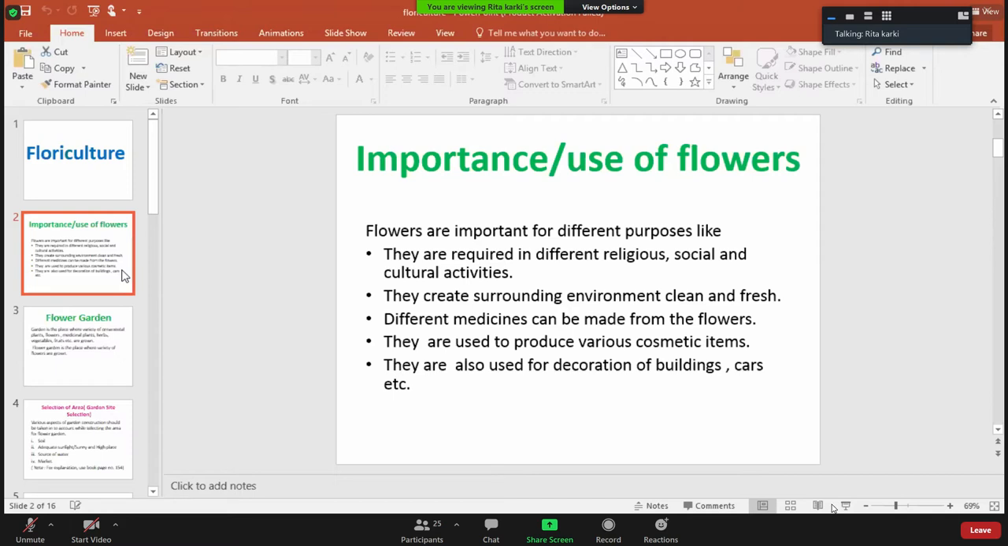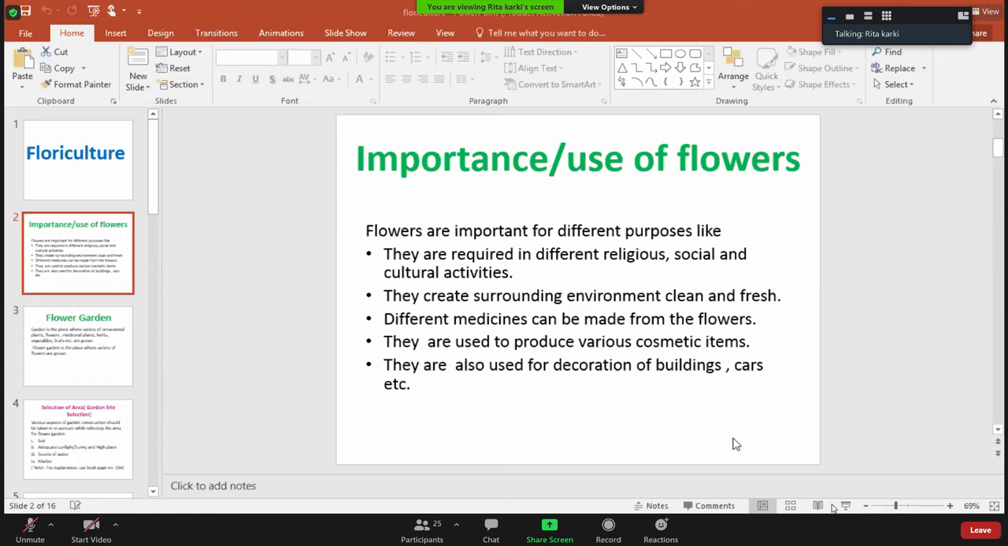Similarly, flowers are also needed to keep our surroundings clean and fresh. As we all are very familiar, flowers have different smells and different nectars, and they are particularly grown in the surrounding environment. The smells given by the flowers help in keeping the surrounding environment very fresh. Similarly, if we plant flowers in a well-managed way, the surrounding also becomes very neat and clean.